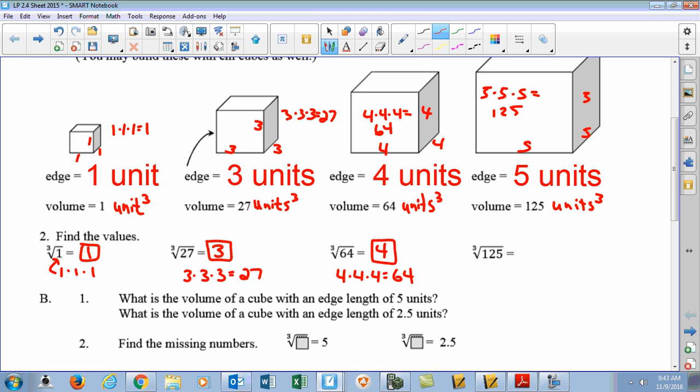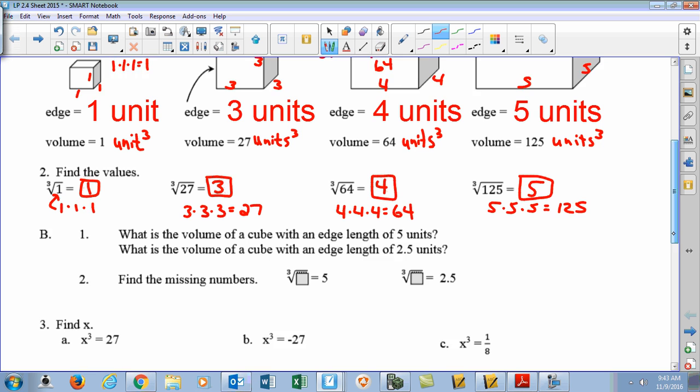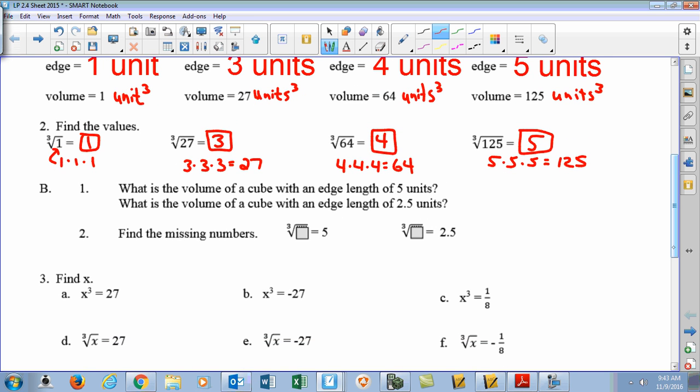Last but not least is the cubic root of 125, which is 5, because 5 times 5 times 5 gives you 125. So that means that this number, multiplied by itself 3 times, gives me the number under the root. Okay. All right, so now that we got that little introduction, this is a lot similar to what we did with the square root stuff, but now we're just making it into volume.